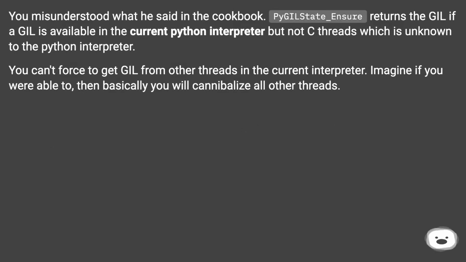You misunderstood what he said in the cookbook. PyGILState_Ensure gives you the GIL if a GIL is available in the current Python interpreter, but not for C threads, which are unknown to the Python interpreter. You can't force getting the GIL from other threads in the current interpreter. Imagine if you were able to, then basically you would cannibalize all other threads.